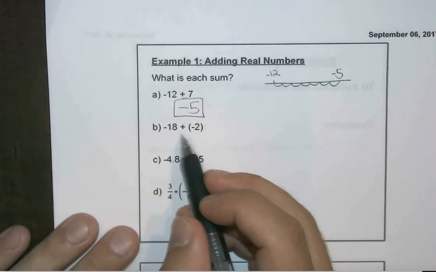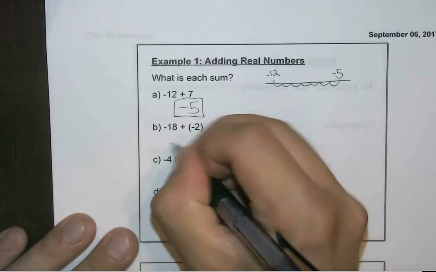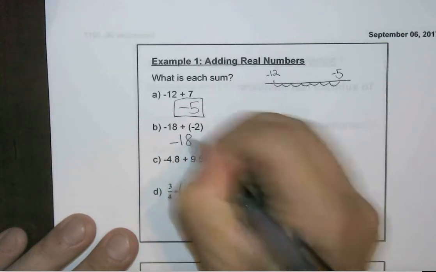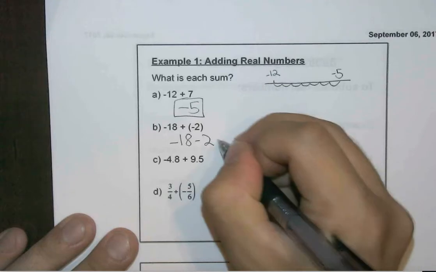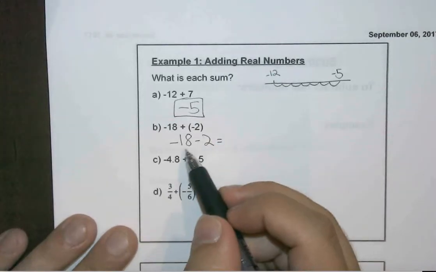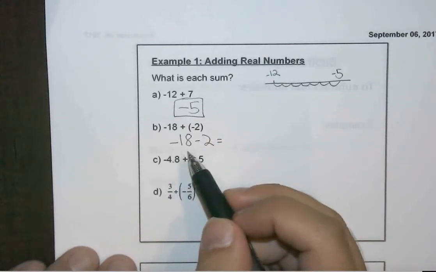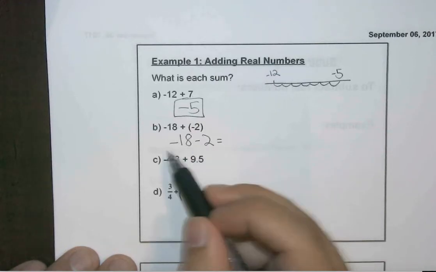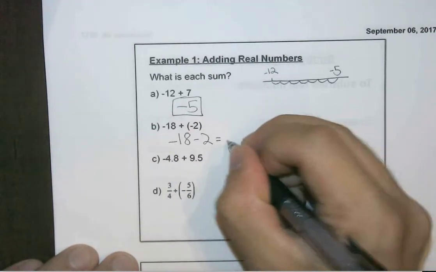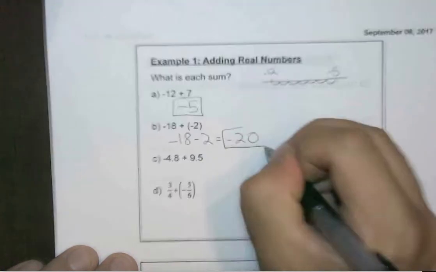-8 adding on -2. You could rewrite this as -8 minus 2 if you want. So notice we're going more negative here. So we're subtracting a number from a negative number, so going more negative. It's -20.